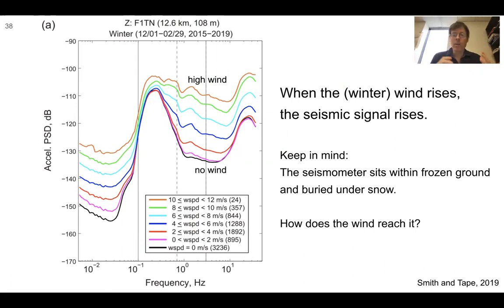It's frozen solid. So it's strongly coupled to the earth. It's buried under snow. And so an academic question is, how is the wind reaching this? Well, we saw previously, these are extremely sensitive instruments. And this is one way that they are sensitive. They can pick up the action of the wind nearby on the ground, even at the level of 0 to 2 meters per second. In that category, you can see it's higher than if there's no wind. So that shows you how a seismic instrument is sensitive to wind.